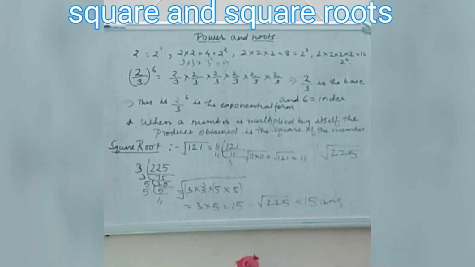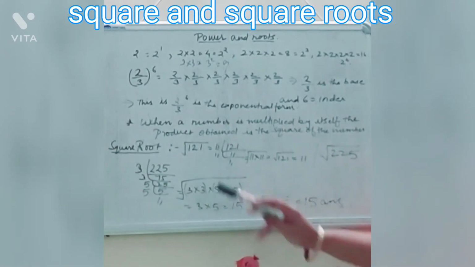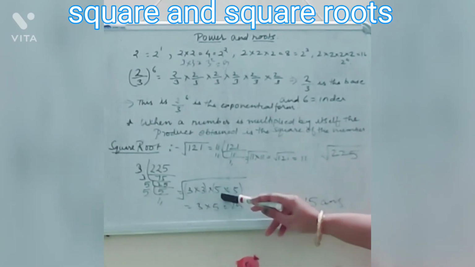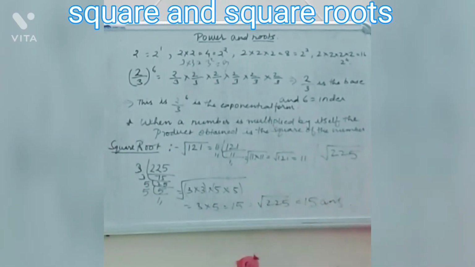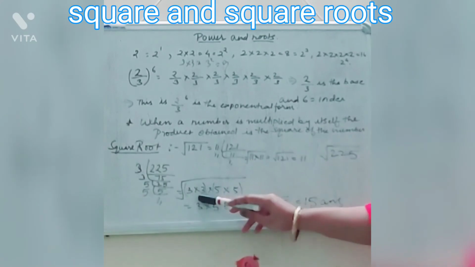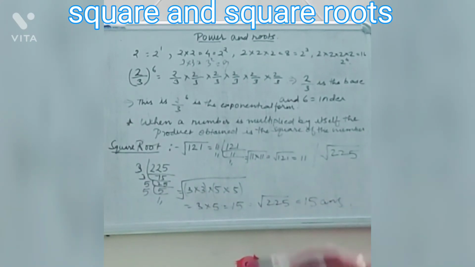Now let me show you one more example, that is 225. This is again the sign of square root. Now we are taking the prime factorization of 225, that is 3 into 3 into 5 into 5. So we'll put a square root sign and write 3 into 3 into 5 into 5. This is a group of 3, that is 3 is multiplied twice, right? 3 into 3. 5 is also multiplied twice.